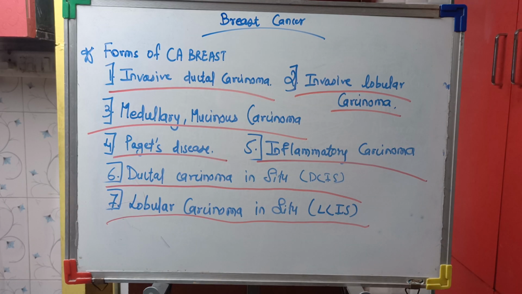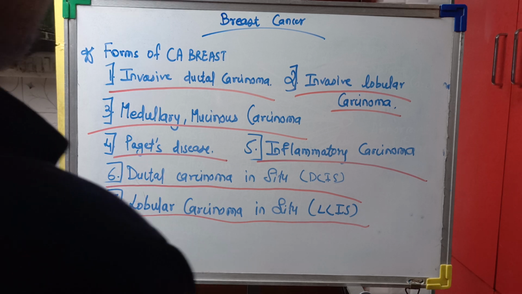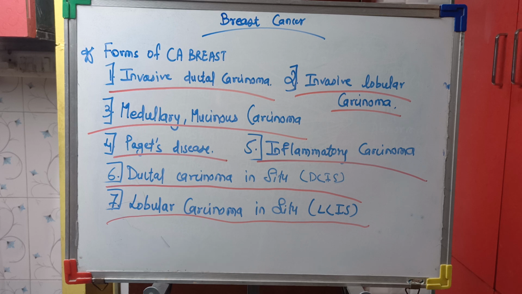Here now we will focus on the forms of breast cancer. The first one is invasive ductal carcinoma. It is seen in 79% of cases. This type of breast cancer develops in the milk ducts. The second one is invasive lobular carcinoma, which originates in the milk producing lobules of the breast. They are in 10% of cases.